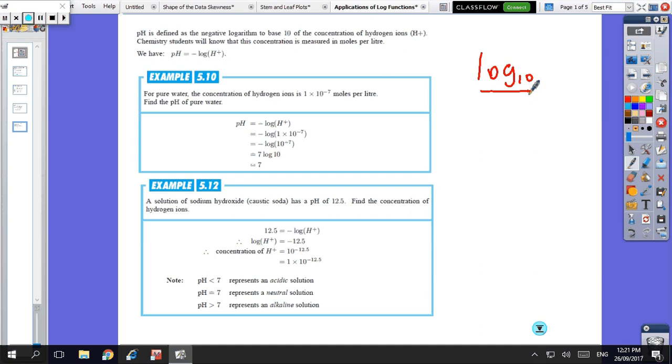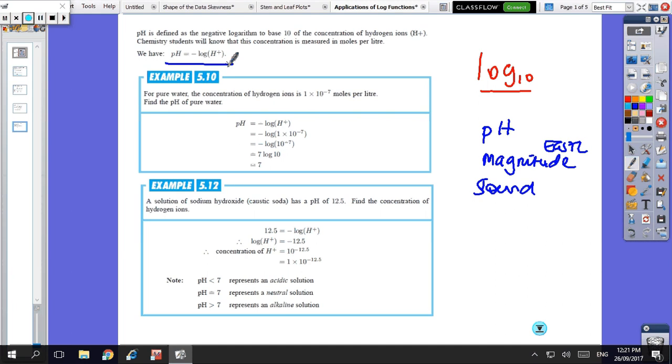So we're looking at some applications. We're going to be looking at pH levels, magnitude of earthquakes and also sound. Okay, they're the ones we're going to be looking at. So the first one, again, you'll either be given these formulas or you'll have them on a cheat sheet.